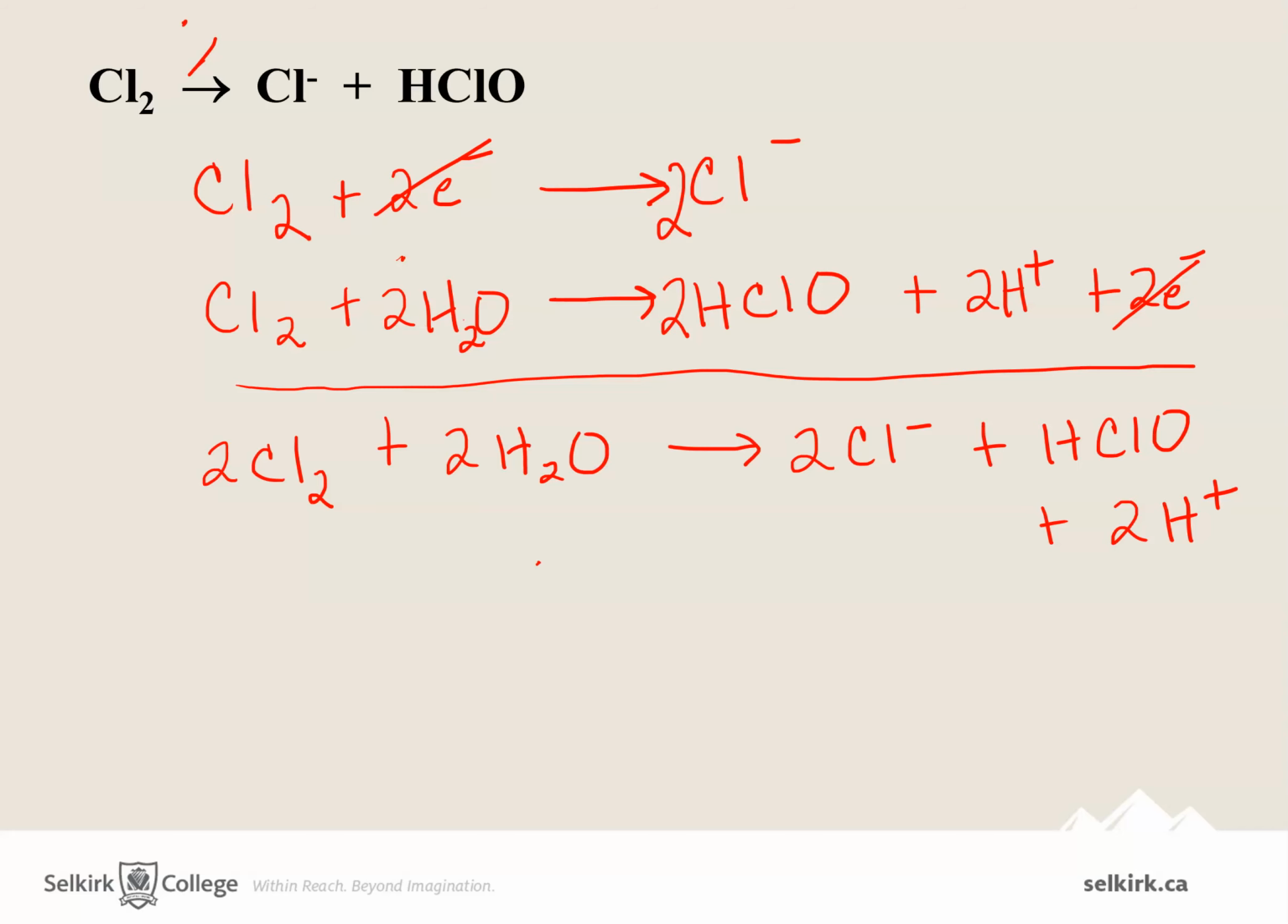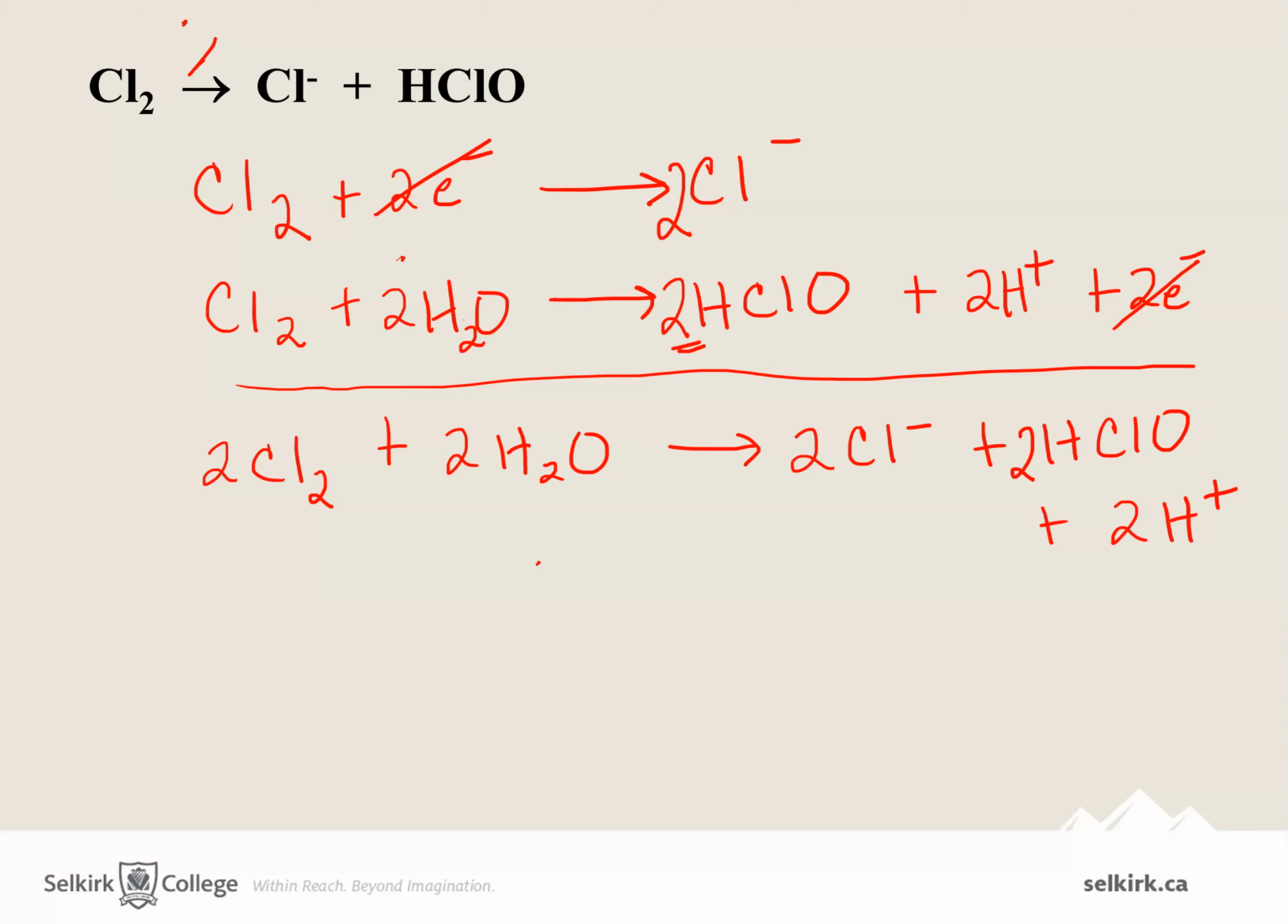On the left-hand side, 4 chlorines. On the right-hand side, oops, I didn't do that on purpose, but I forgot to bring down that 2. I caught it when I checked it. Whew. All right, now we're going to check for the hydrogen balance. 4 hydrogens on the left, 4 hydrogens on the right. Good. Oxygen. 2 oxygens on the left, 2 oxygens on the right.